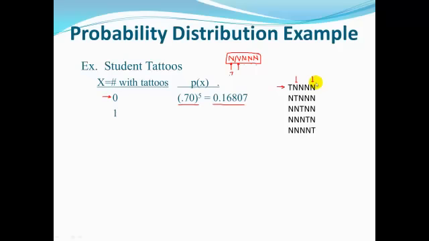And actually, when you look at the value of 4 a little bit lower there, if you flip the N's and the T's, so if you make the first one an N and then you put 4 T's after it, there are 5 different ways of getting one student without a tattoo. Turns out there's 10 ways of getting 2 students with a tattoo. And there's 10 ways of getting 3 students with a tattoo.